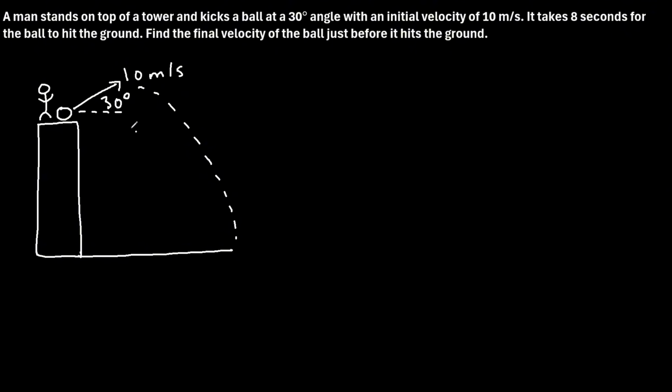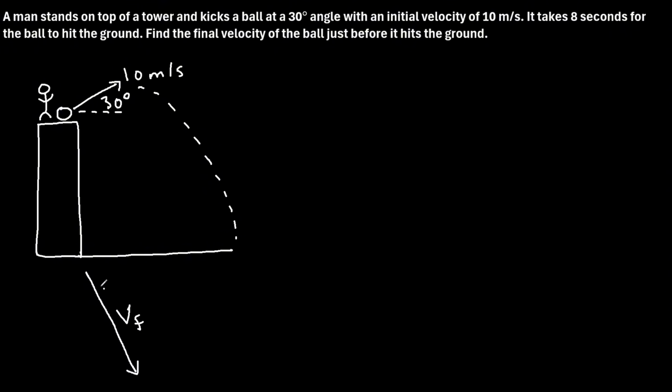So I've gone ahead and sketched out this situation. We have this man on top of this tower. He's kicking this ball with an initial velocity of 10 meters per second at an angle of 30 degrees. And we want to know what's the final velocity, let's call it v sub f, right here, just before it hits the ground. So the way that we're going to figure this out is we're going to recognize that the final velocity is just going to be a vector.